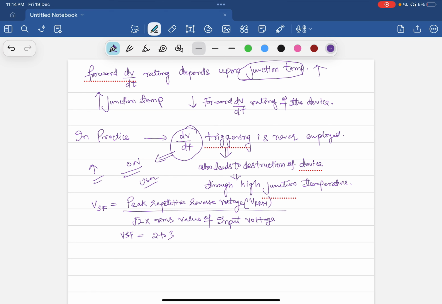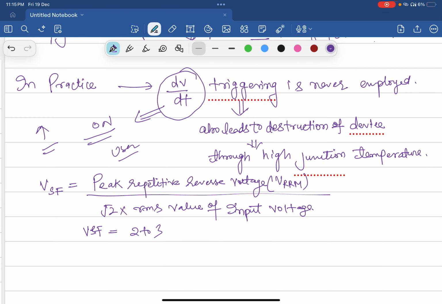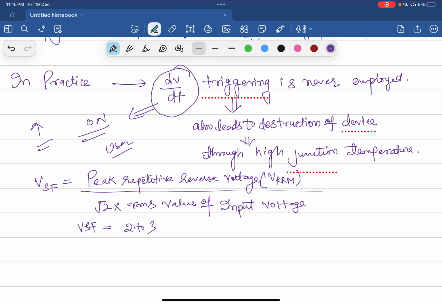In actual practice, dV by dt triggering is never employed because it leads to sudden turn on of the SCR. And if the SCR turns on, it will cause a higher junction temperature and will damage one of the junctions. So we will keep in mind the voltage safety factor. The peak repetitive reverse voltage is root 2 times the RMS value of the input voltage. The safety factor should be 2 to 3 times.